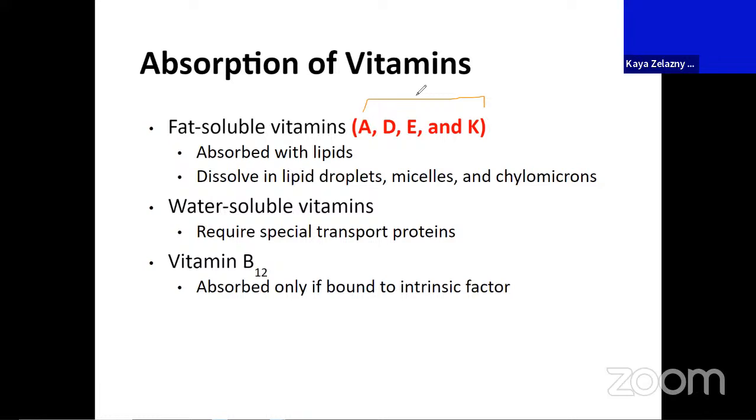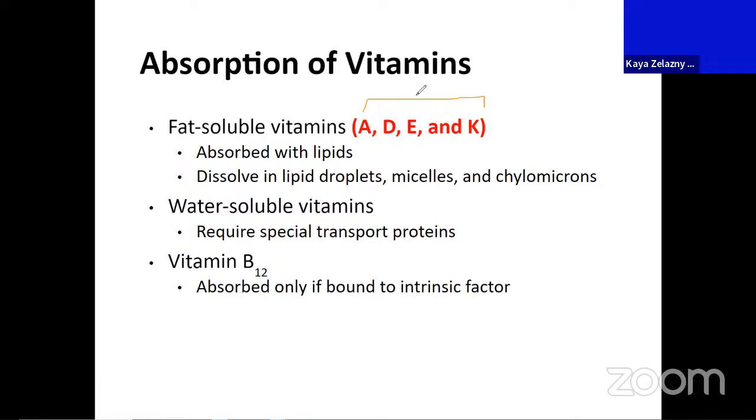Since it's mixing in with the fats, it's going to get absorbed along with those lipids. It's going to dissolve into those lipid droplets. It's getting separated out as those bile salts are attacking that larger fat globule. It's going to end up integrated into the micelles. It's going to diffuse across that apical membrane, and they're going to get packaged into chylomicrons. That's how your fat soluble vitamins are getting in.